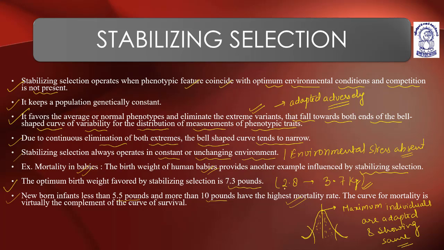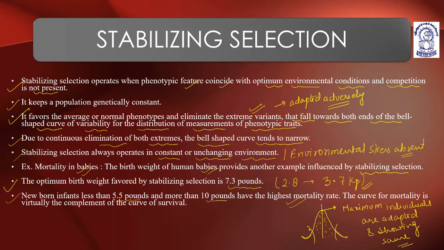So stabilizing selection says that the average part of the population, the maximum number of individuals, share the same phenotypic character, which coincides with the optimum environmental conditions, without competition, or competition is very less. It keeps the population genetically constant. It favors the average or normal phenotypes and eliminates the extreme variants that fall towards both sides of the bell. Due to continuous elimination of both the extremes, the bell-shaped curve tends to narrow.